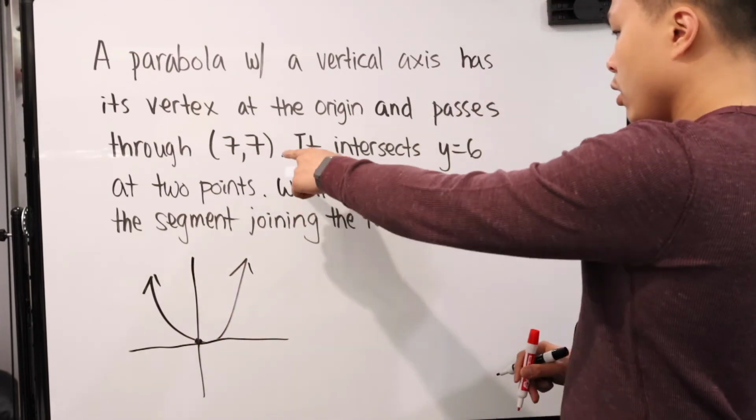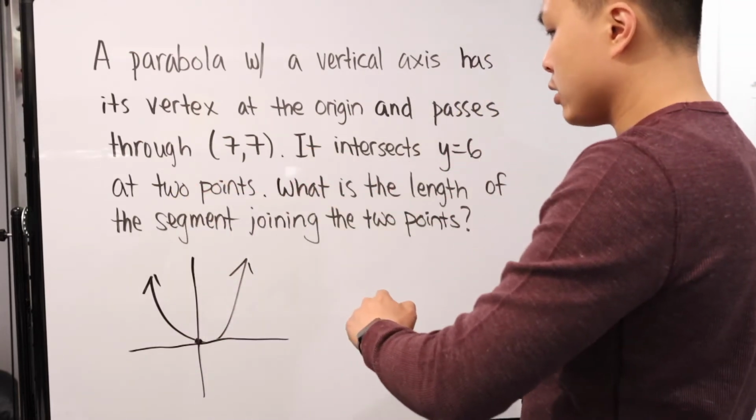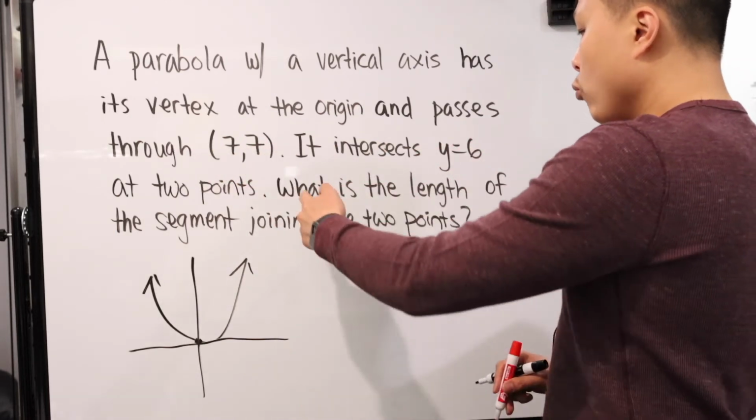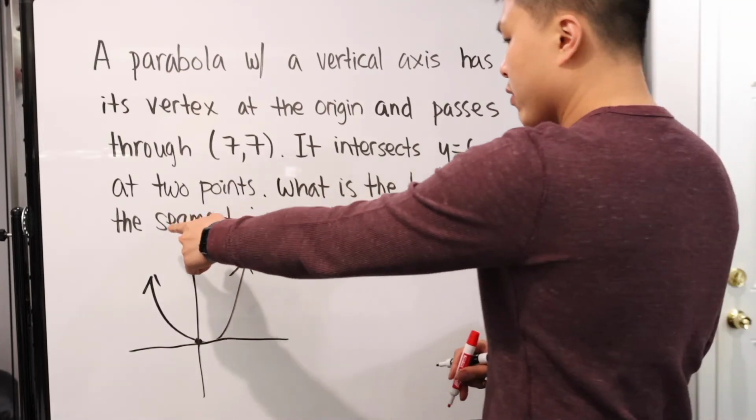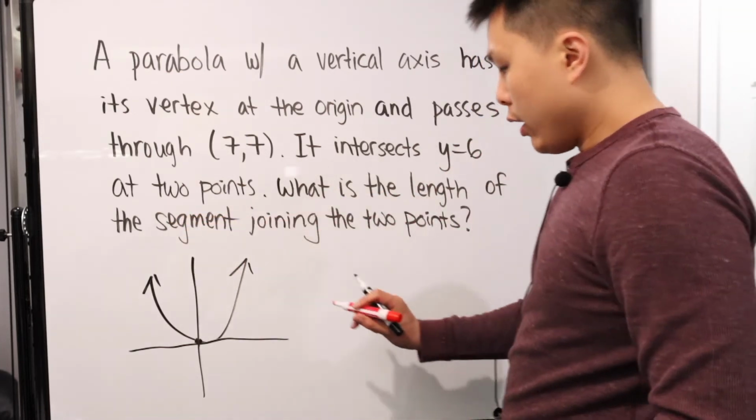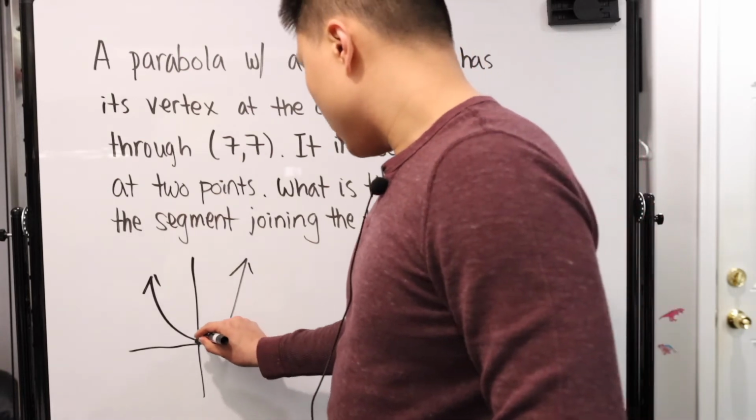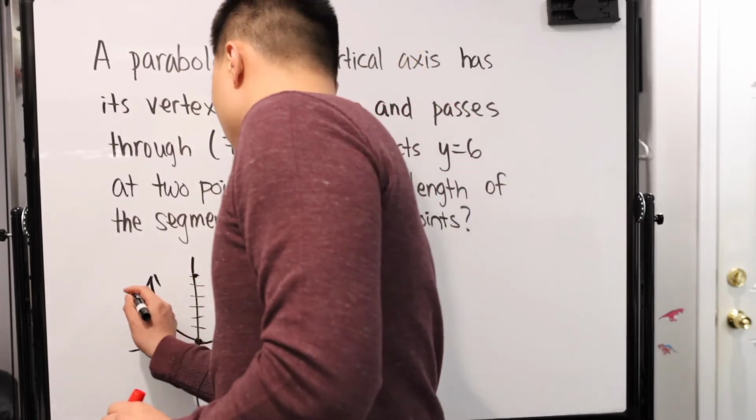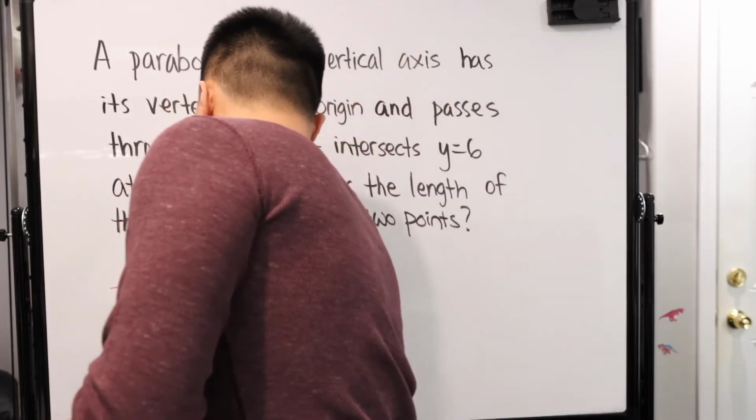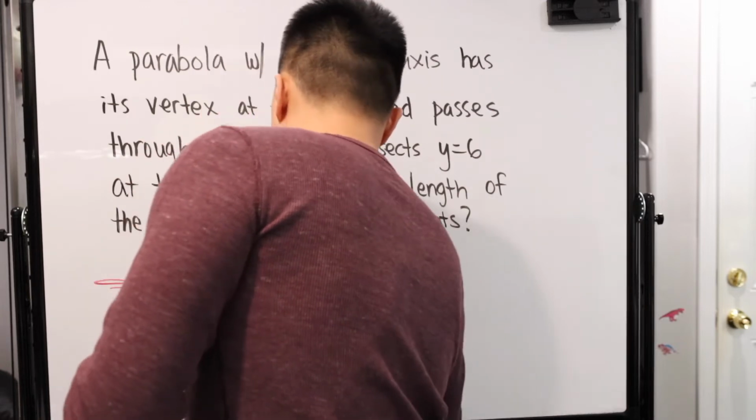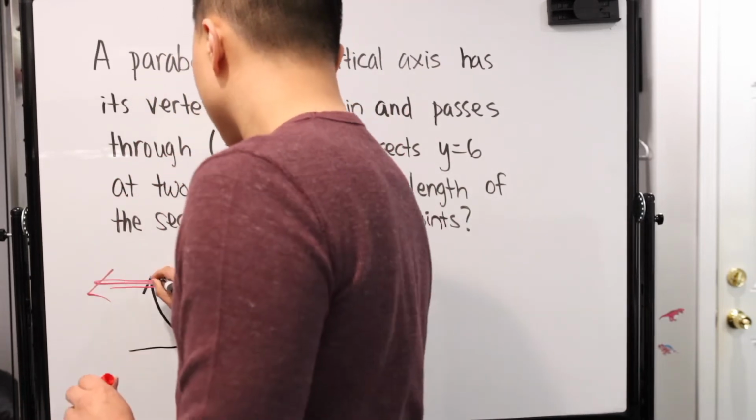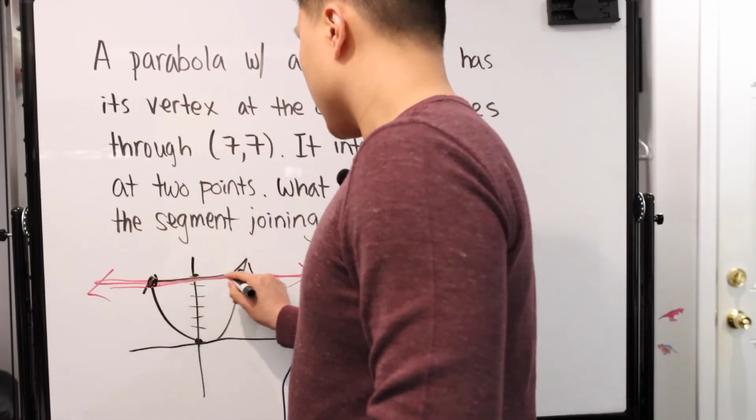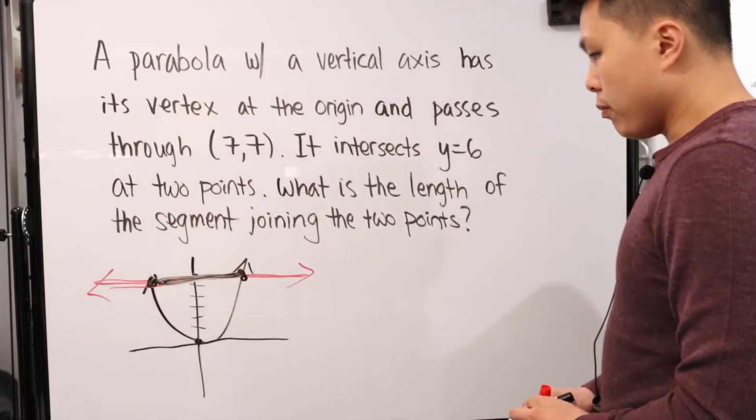Now, it intersects y equals 6 at 2 points, right? That's important, and it passes through the point (7, 7). That's good as well. What we want is, what is the length of the segment joining the 2 points? So if we're looking at y equals 6, so let's just say 1, 2, 3, 4, 5, 6, and this is just a rough sketch, and you have a line that goes through it like that. Okay, so that means it intersects it at 2 points. We are trying to find the length of this guy right here, right? So that's what we're trying to do.